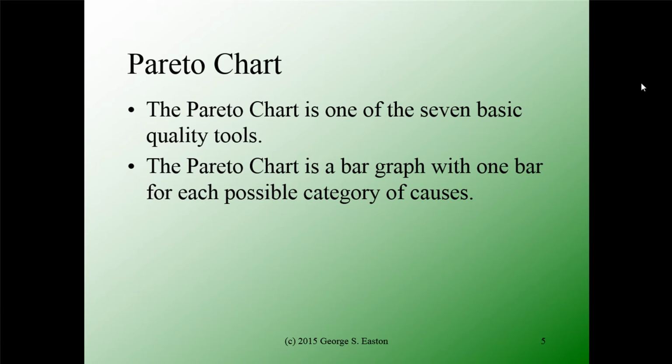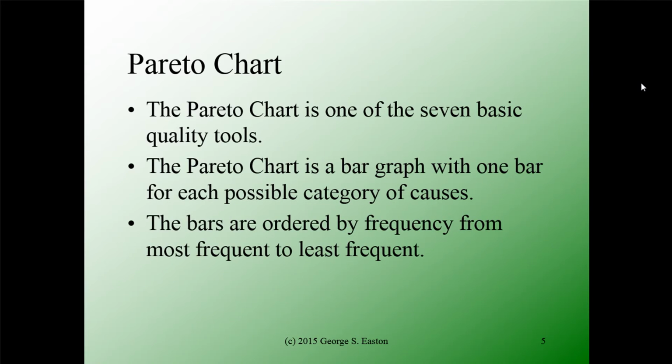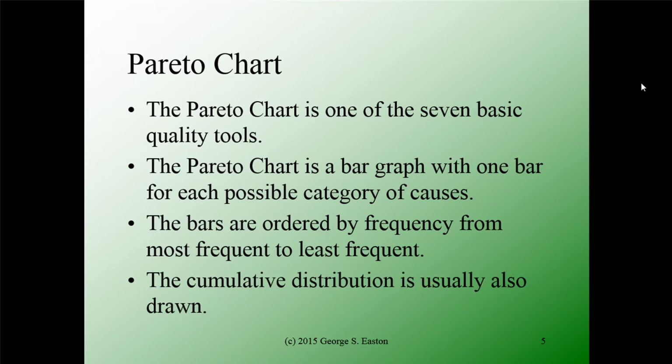But the Pareto chart is a bar graph with one bar for each of the possible categories of causes. These bars are then ordered by frequency from the most frequent to the least frequent. So the most important cause goes first. And in addition, on this chart, the cumulative distribution is usually also drawn.